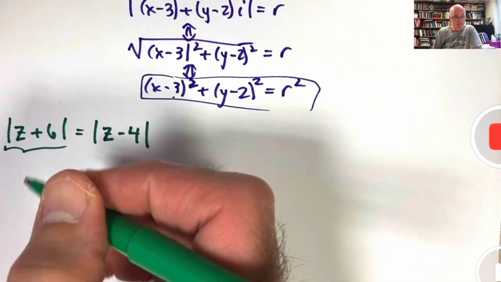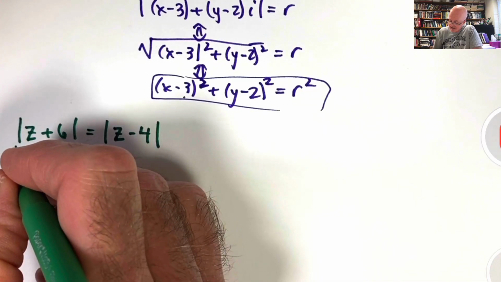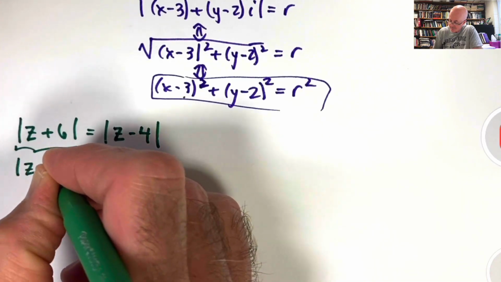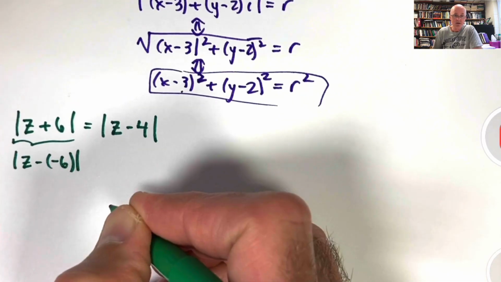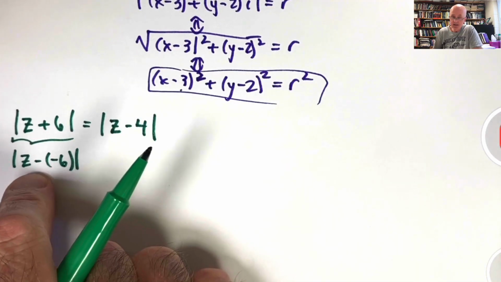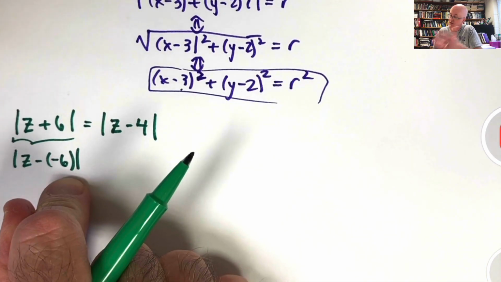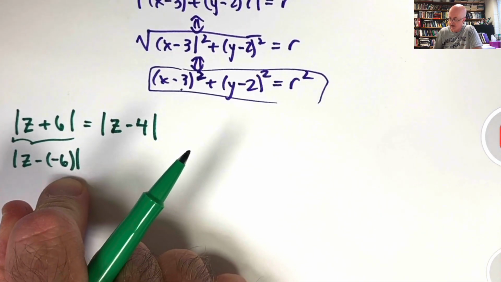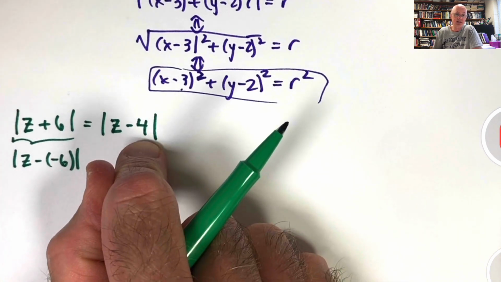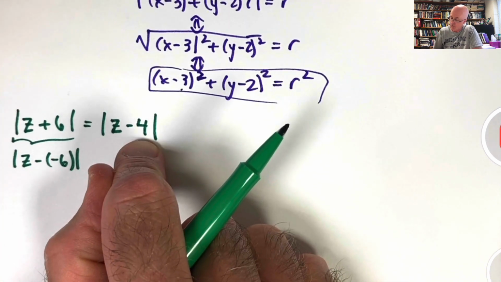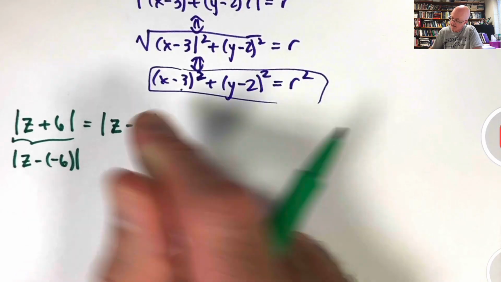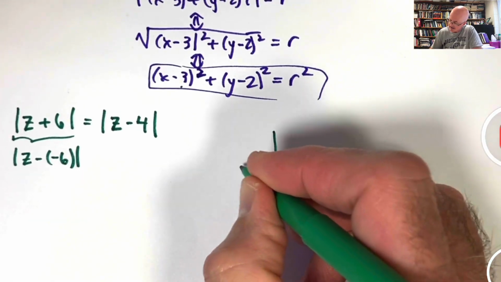Here's the way to figure it out. The modulus of z plus 6 is the same as the modulus of z minus negative 6. So we're saying the distance between z and the number negative 6, which can be thought of as a complex number along the real axis, is the same as the distance between z and the number 4, which once again can be thought of as a complex number along the real axis.